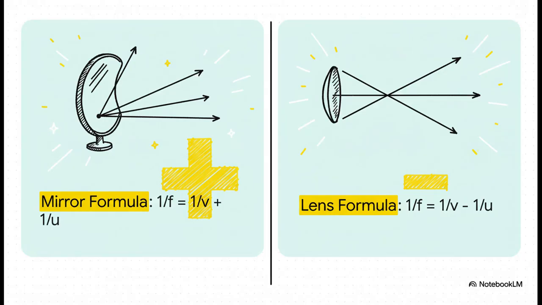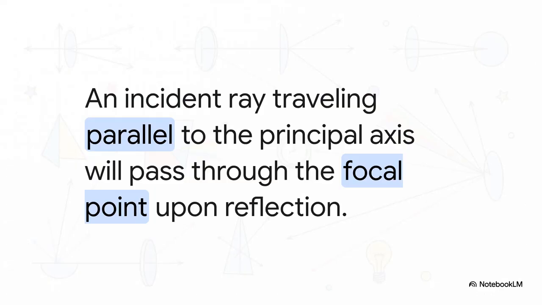Now, this is where it gets really interesting. Check this out. These are the core formulas for mirrors and lenses. They look almost identical, right? They connect the focal length f to the object's distance u and the image's distance v. But look closer. The only difference between a mirror reflecting light and a lens bending it is a single plus or minus sign. That's it. One tiny symbol separates two completely different worlds of optics. Wild, huh?